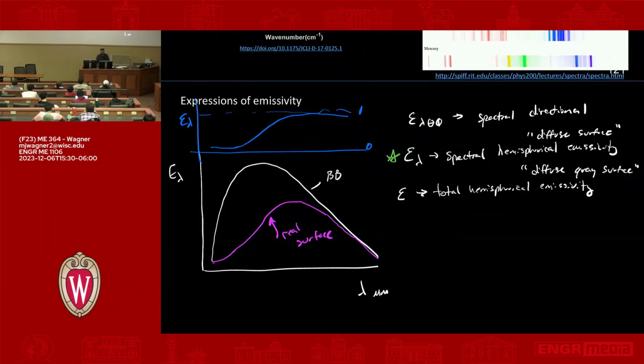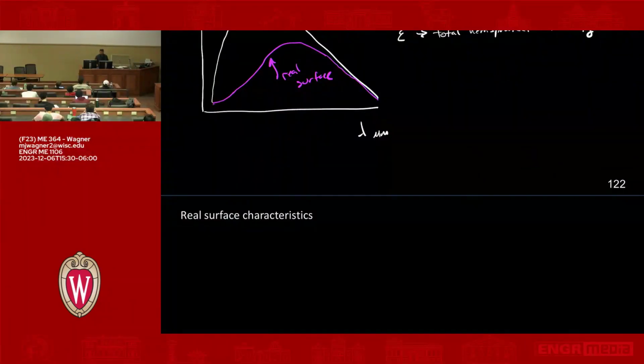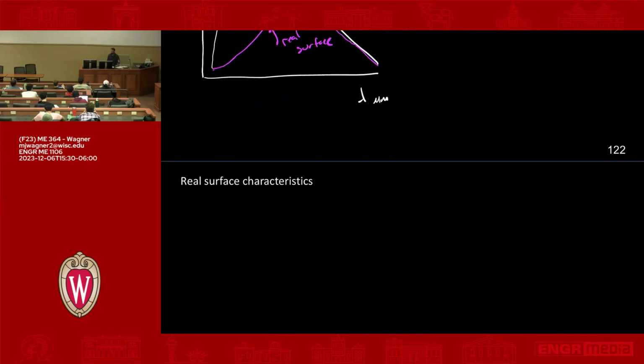Okay. Again, just kind of conceptual stuff there. Let's talk a little bit more about real surface characteristics. There's kind of 2 characteristics I think are important here. So one is basically the energy balance on a surface. Let's say we've got some rectangle like this.